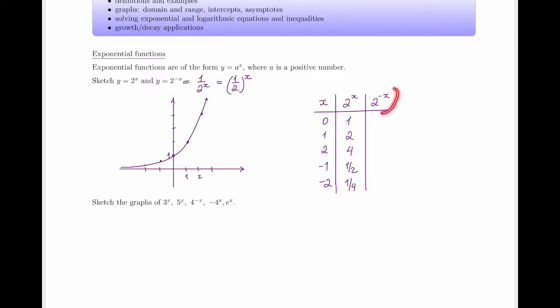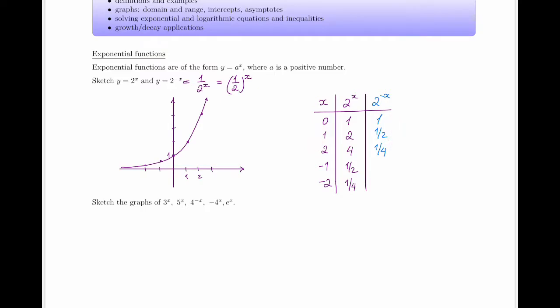For the second graph of 2 to the -x, let's plug in the corresponding numbers. Maybe let me do it in different colors so that it's a little more visible on the graph. 2 to the power of 0 is still 1, since 0 and -0 are the same. But now when I'm plugging in a positive value of 1 here, I'm going to get 2 to the -1, which is 1/2, 2 to the -2, which is 1/4. So as the numbers in the power increase, the fractions decrease.